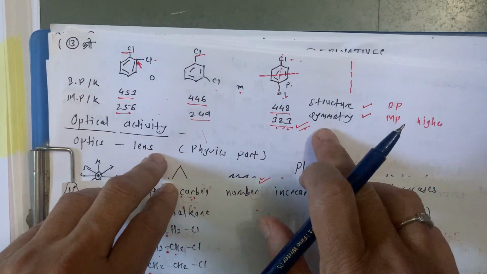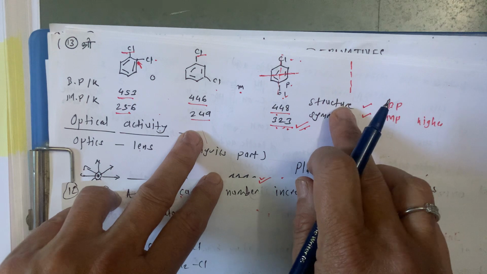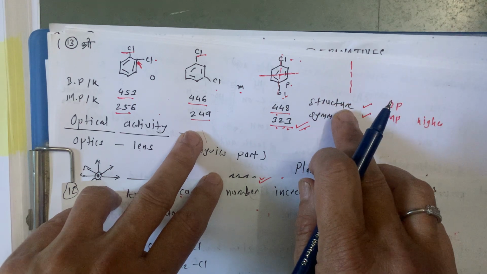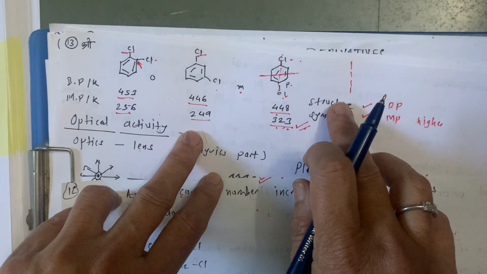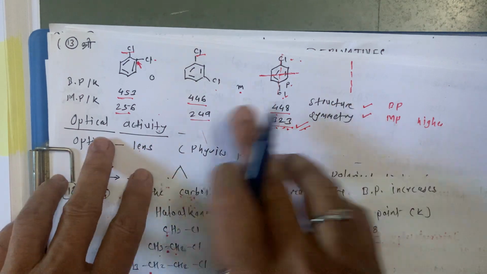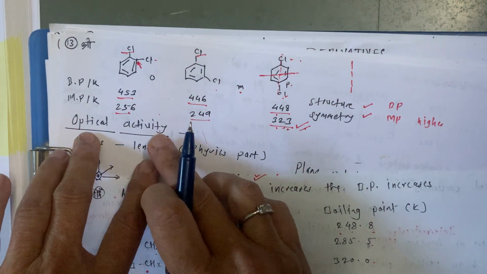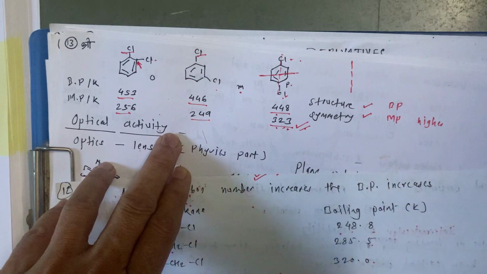So up till now we studied methods of preparation of alkyl halides and physical properties of alkyl halides. The next topic is optical activity, and that we are going to study in the next video.